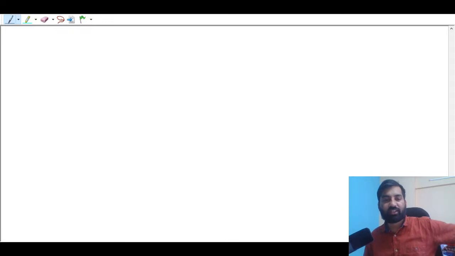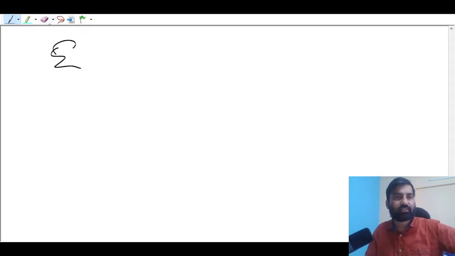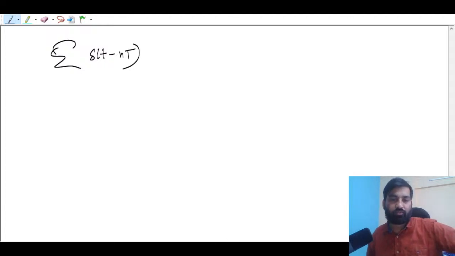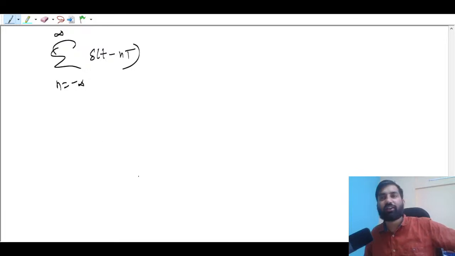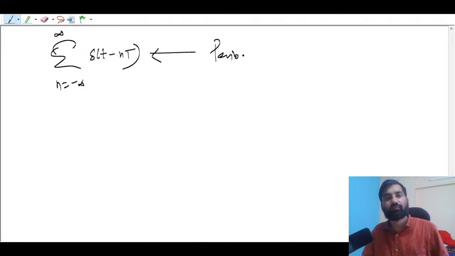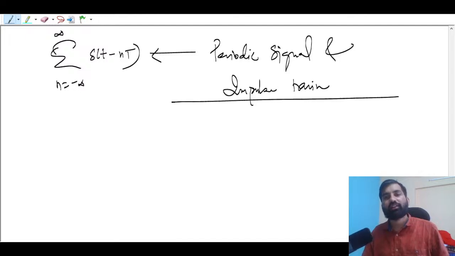Then there is the impulse train. Suppose you have got an impulse train of this kind: the impulse train delta of t minus nT, where n goes from minus infinity to infinity. It is nothing but a kind of periodic signal. It is a periodic signal, and it is nothing but the impulse train.